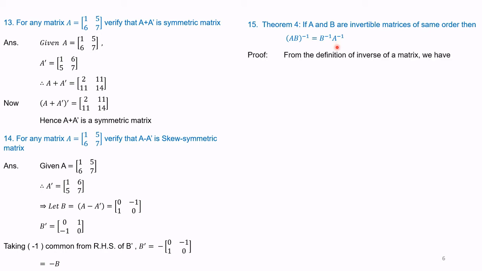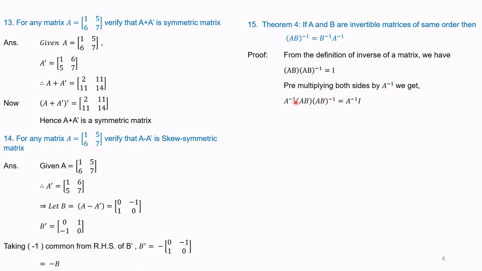Let us do it. From the definition of inverse of a matrix, we have AB into (AB)^-1 is equal to I, where I is the identity matrix. AB is the product of matrix A and B, and (AB)^-1 is the inverse of matrix AB. Therefore, pre-multiplying both sides by A^-1, that is, we are multiplying by the inverse of matrix A.